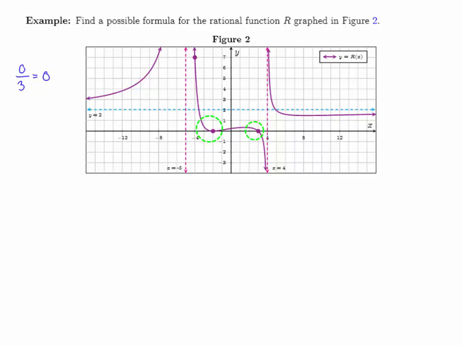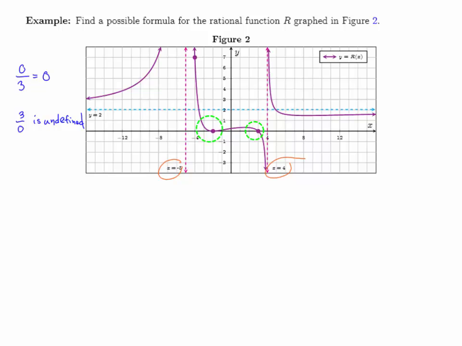The other thing that we want to keep in mind is that anytime we take a number and divide it by 0, so again, I'm just arbitrarily picking 3, that's going to be undefined. And so anytime we see a vertical asymptote, and here I've got x equals -5 shown, and I've got x equals 4 shown, I have two vertical asymptotes. Those are going to correspond to factors that are in my denominator.